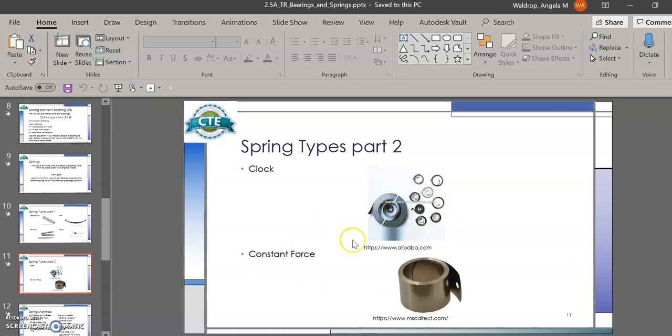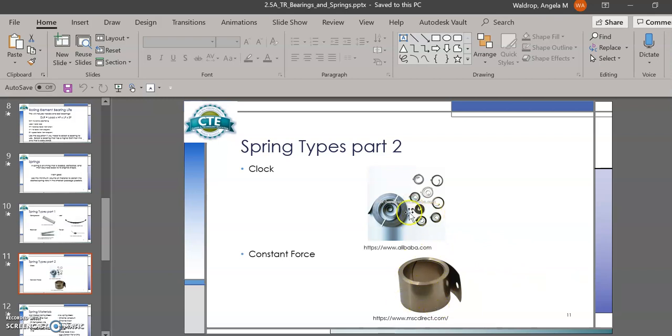The last 2 types are shown here. The first one is a clock spring. The one after that is a constant force spring. The constant force spring is inside of a tape measure. You basically pull it out, and when you let it go, it winds itself back up inside the box.